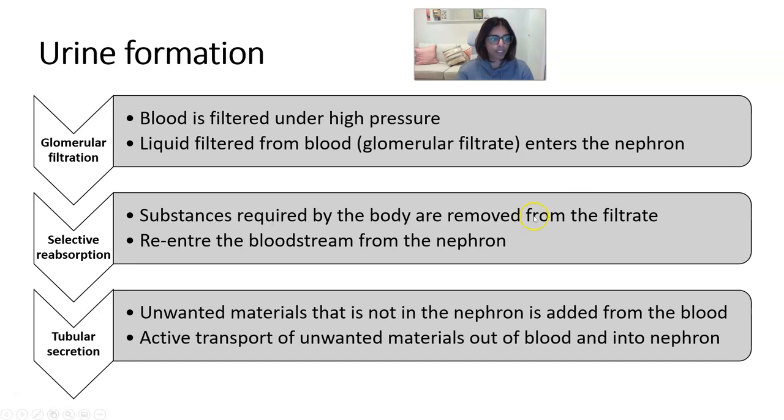So the next process after the filtration in the glomerulus is selective reabsorption. It's selective because we are choosing what we want to go back into the blood and what we excrete from the body. And the third process and the final part of urine formation is tubular secretion. So things that are added to the nephron tubule. So secretion is when we want to remove it from the blood and add it into the nephron itself.